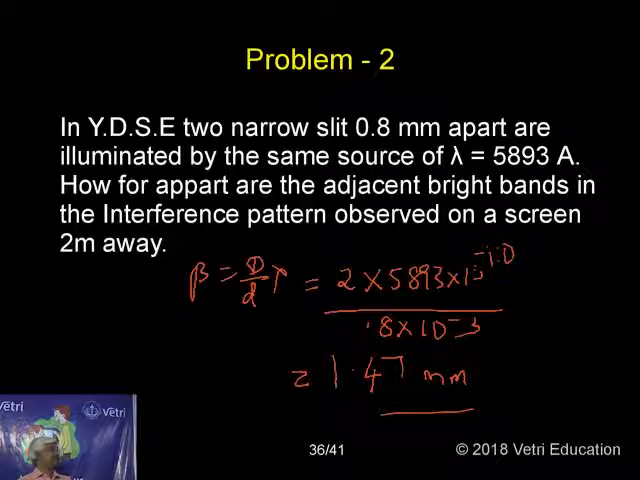In Young's double slit experiment, two narrow slits 0.8 millimeter apart are illuminated by the same source of wavelength. How far apart are the adjacent bright bands? What is the thing you have to understand? The distance between two consecutive bright or dark bands is called bandwidth. The question asks us to find the bandwidth.